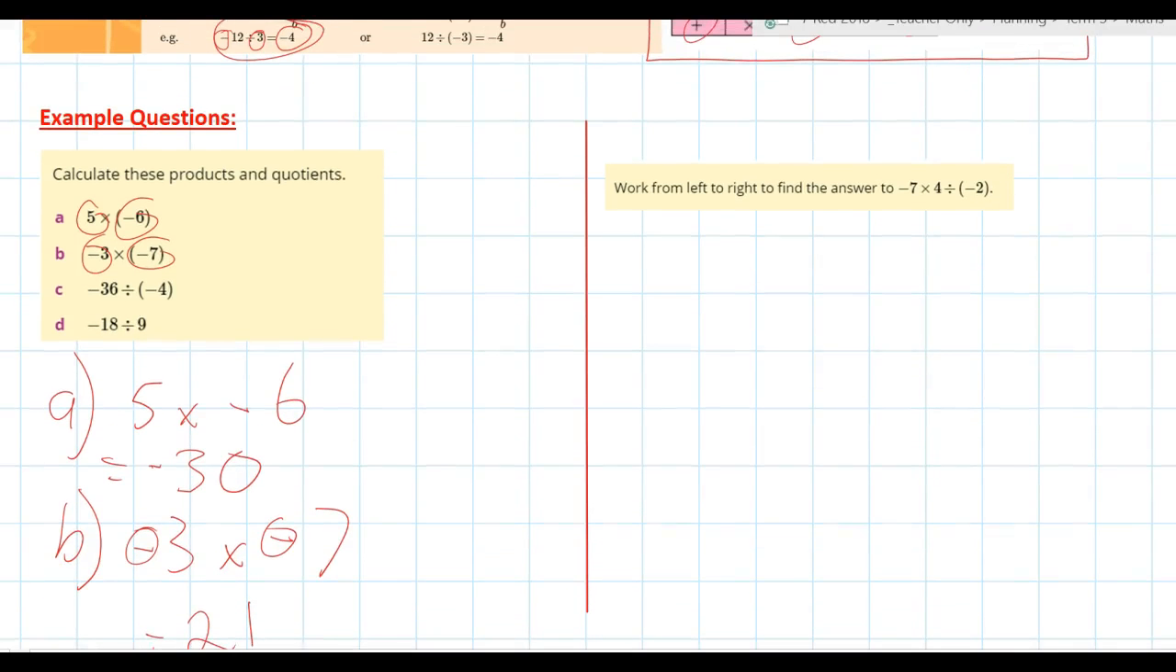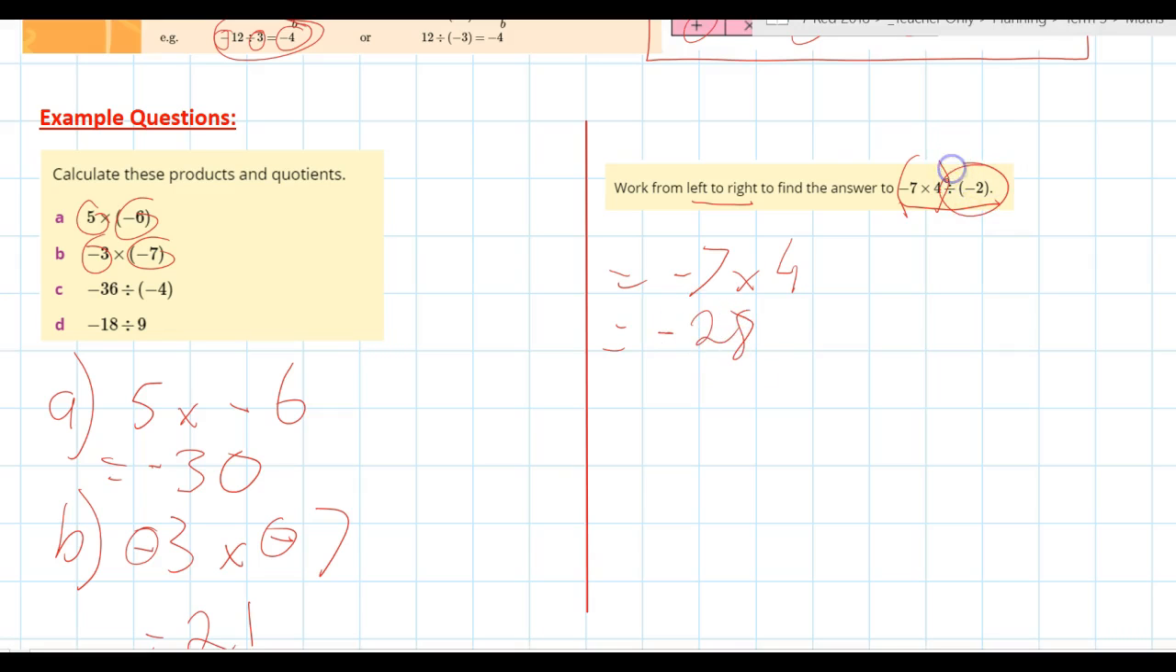So what happens if you have more than two values? For example, this one here. Here we have to do it across 3 different sections, and I'm going to show you how you do that. Basically you work from left to right. So you start off with the first two numbers. Here I have negative 7 times 4. I know that 7 times 4 equals 28, and it is an unlike symbol, so it's going to be negative 28.